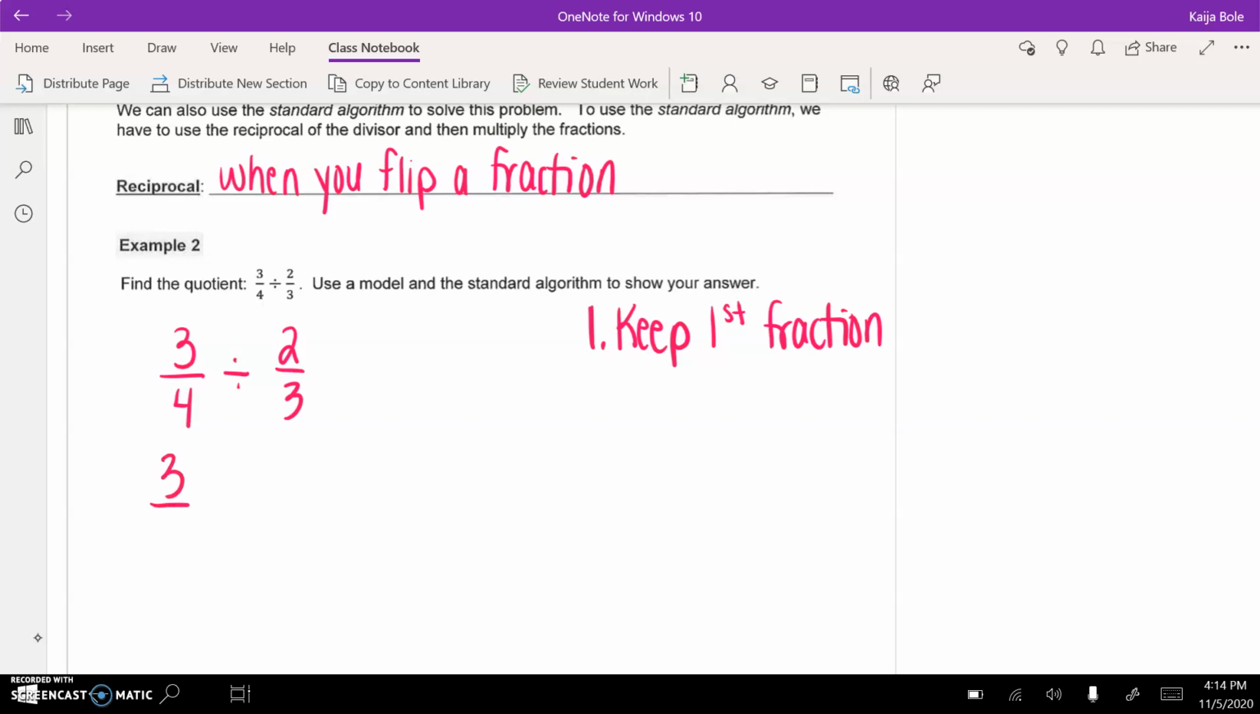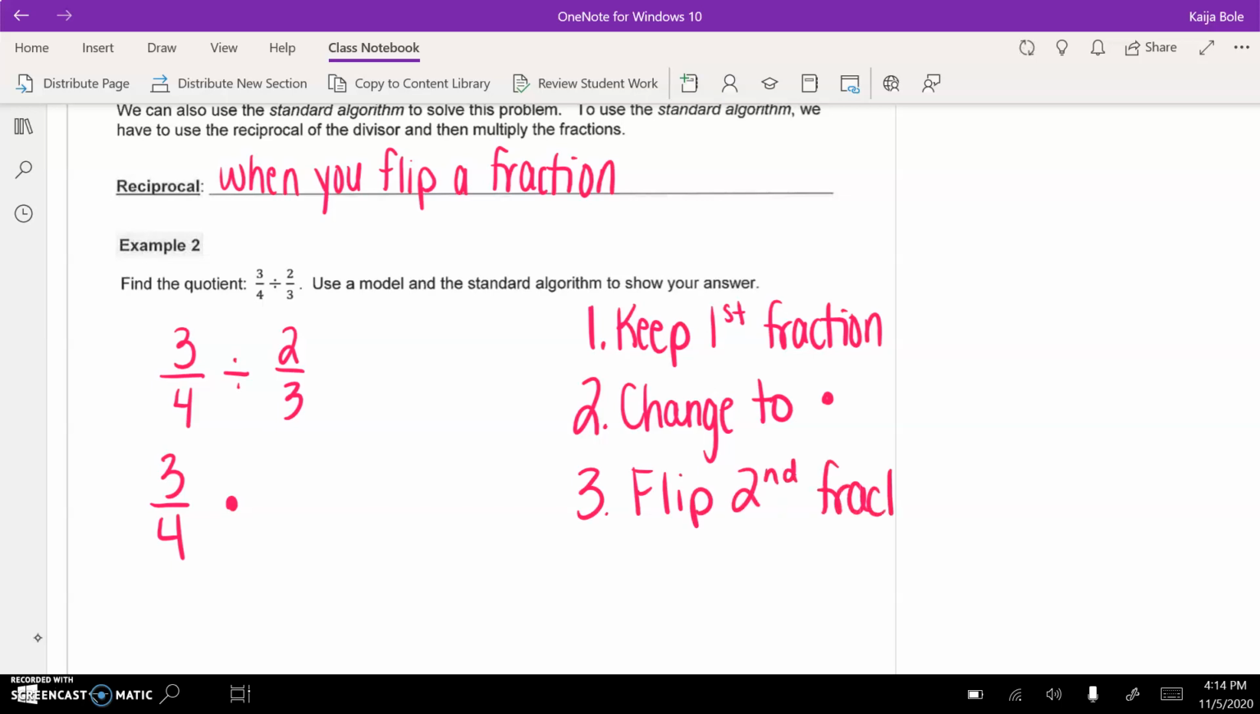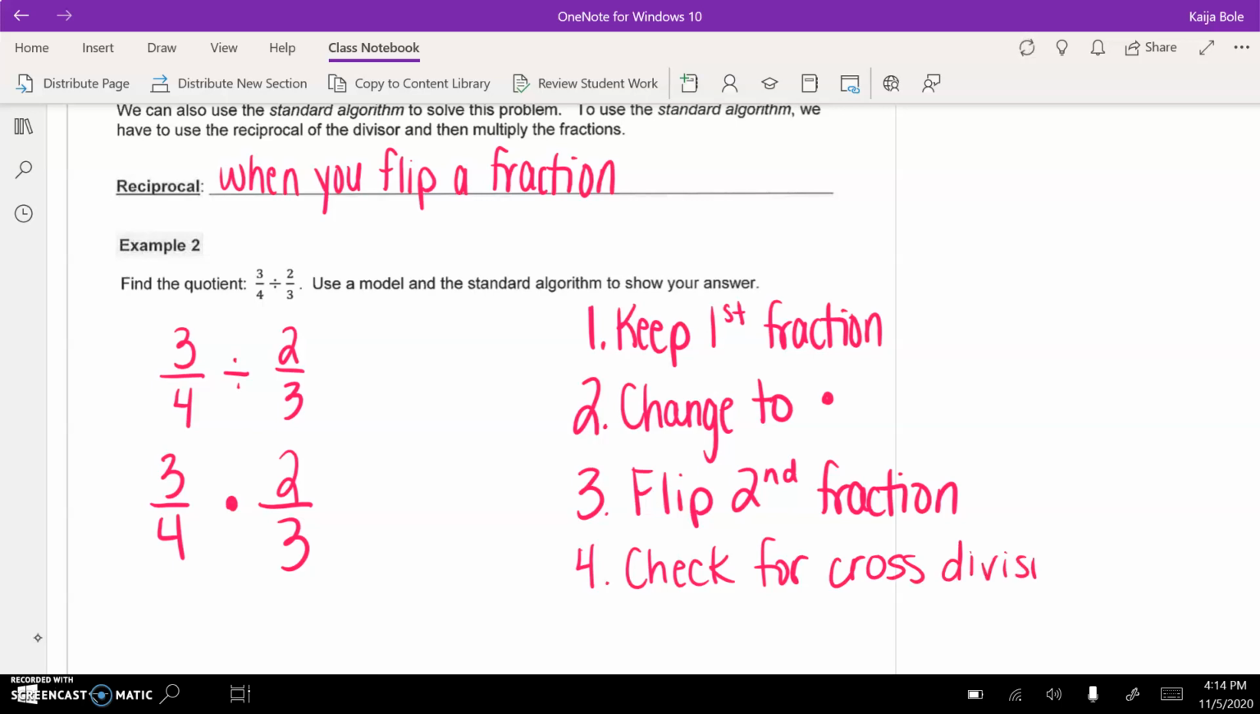So we've got 3/4. You change to multiplication. So we change this to multiplication, and then we flip the second fraction. Okay, so it'd be multiplying by 2/3. Okay, then of course, fourth step is we're going to check for cross division. Okay, and it's okay if you miss the cross division. You might just have to simplify at the end.